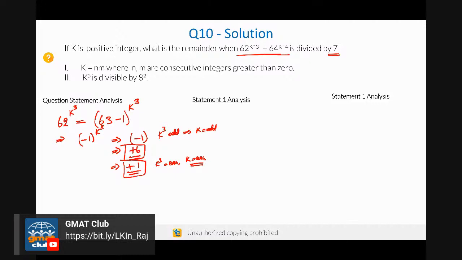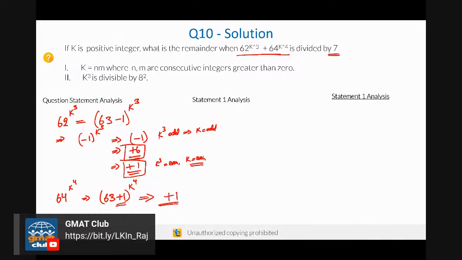And similarly, the remainder for 64 to the power k to the power 4 was going to be 63 plus 1 to the power k to the power 4 over here, which means it's always going to be plus 1. So this one is always going to be plus 1. There's no negative remainder. Why? Because we have a plus 1 over here.